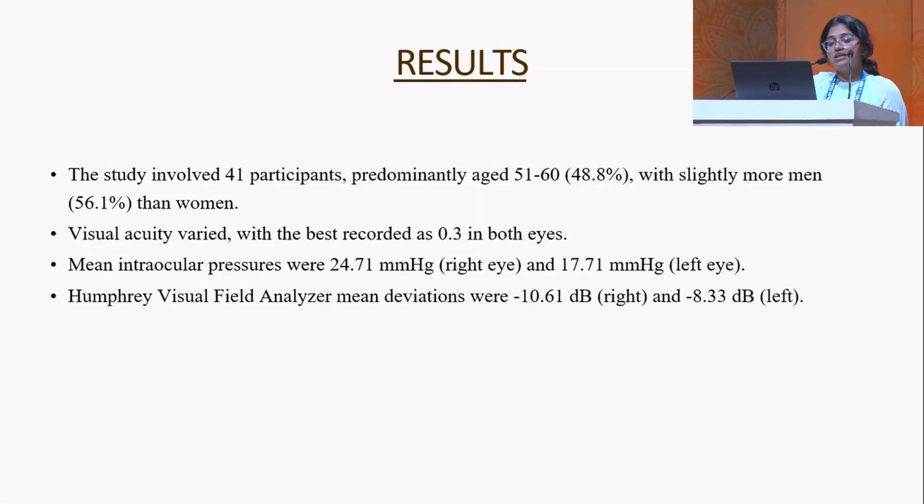The results: the study population involved 41 patients, predominantly in the age group of 51 to 60, with slightly more male predominance, 56.1%. Visual acuity varied, with the best recorded as 0.3 in both eyes. Mean intraocular pressure was 24.71 in the right eye and 17.71 in the left eye. HFA mean deviations were minus 10.61 and minus 8.3.